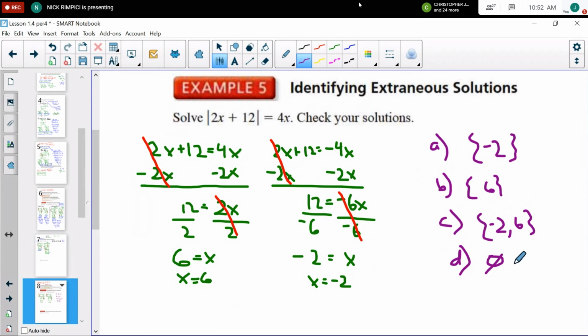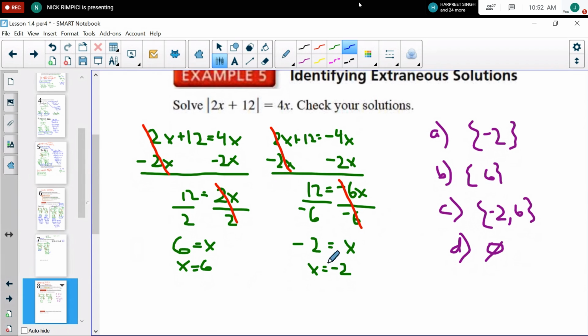Okay. Now, if you are not careful, you may end up circling, oh, look, I have negative 2 and 6. I see that right here. So the answer must be C. Well, I don't want to circle that yet because I don't know that. There's a chance that these numbers might not work. So if you don't check, you're definitely going to circle C. And if you do that, you're actually going to get the problem wrong. And you're going to see why it's wrong in a minute.